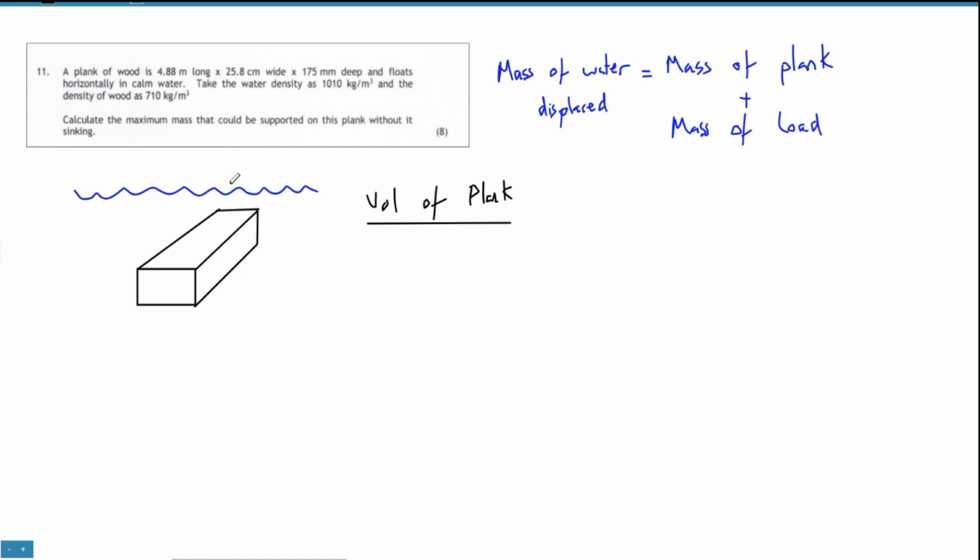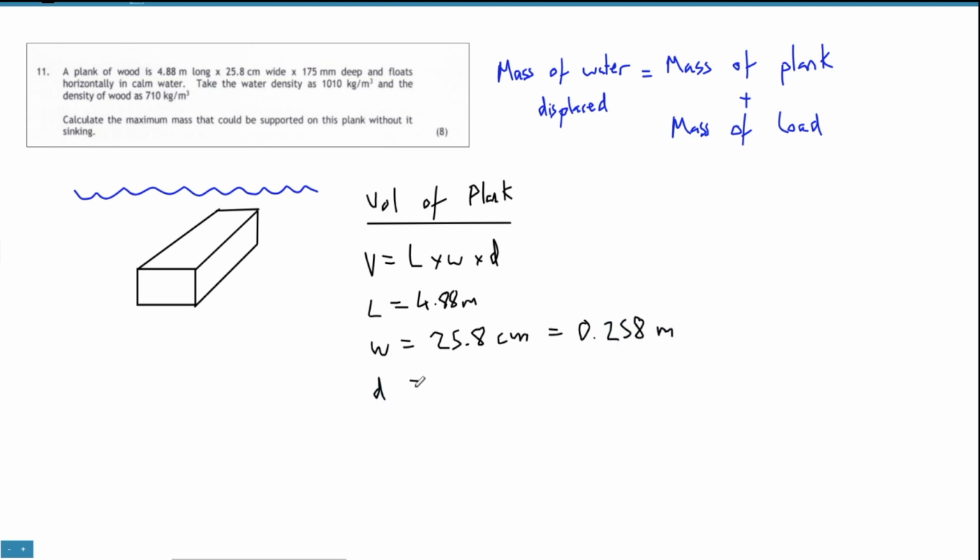It's quite easy. The volume is the length times the width times the depth, but they give it all in different units. My length is 4.88 meters. My width is 25.8 centimeters, which will be 0.258 meters by dividing by 100. And then my depth is equal to 175 millimeters. Divide that by 1,000, and we get 0.175 meters.